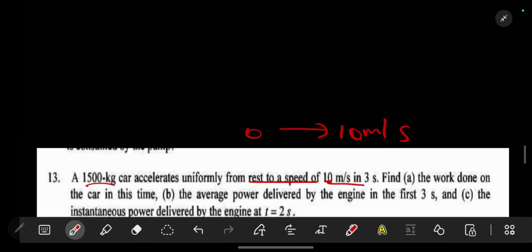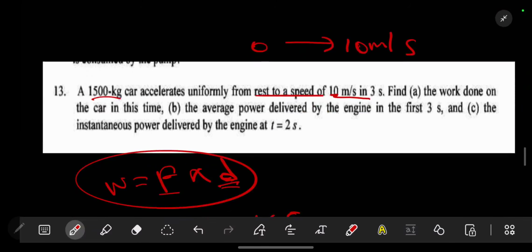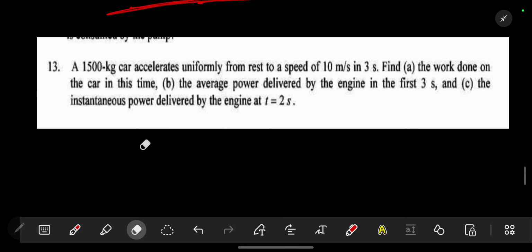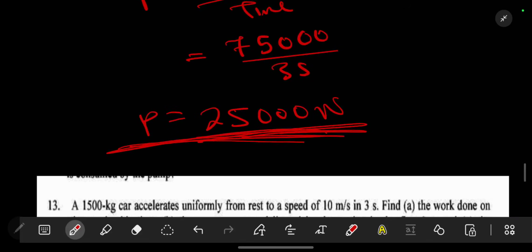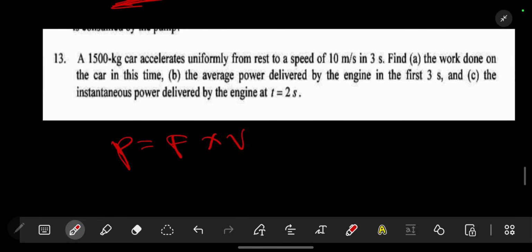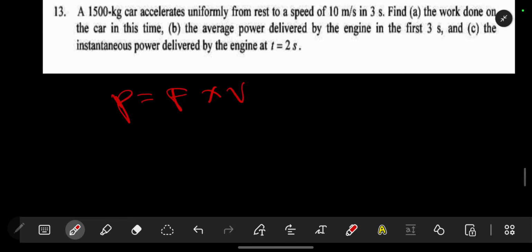Looking at this other one, we have the instantaneous power delivered by the engine at 2 seconds. So in this case, this is the instantaneous power. Instantaneous power can be given as the force times the velocity. So instantaneous power and the average power are different components. So let's calculate the force. We know that force is equal to ma. So what force is acting?